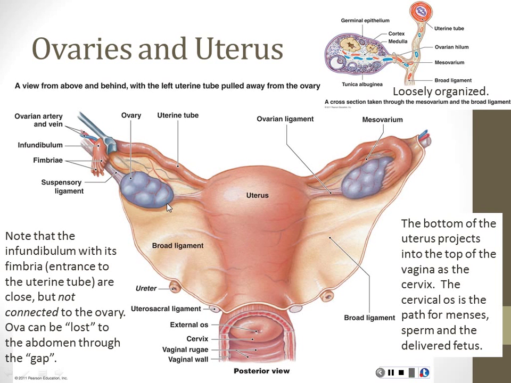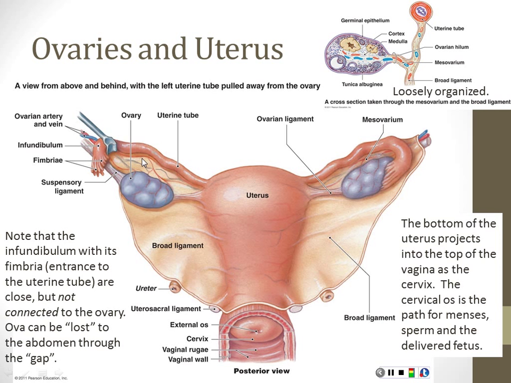Okay, so ovary, fimbria, uterine tubes. Ovulation typically occurs in the uterine tube, either up here in the infundibulum or in this path along here. Rarely does fertilization actually occur in the uterus, which is what people often think.